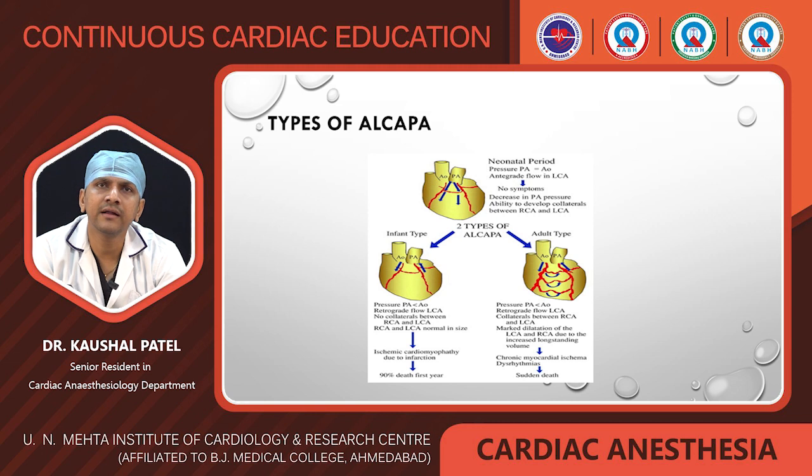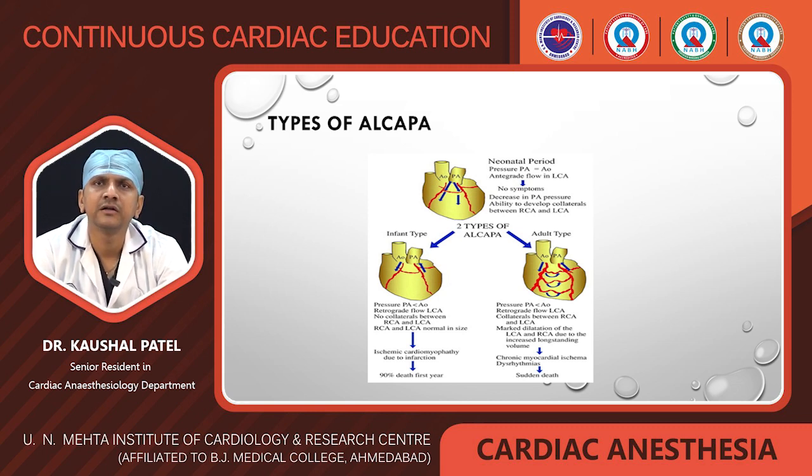Now coming to the further pathophysiological changes in infant life, there is no collateral development between the right coronary artery and the left coronary artery. So the right coronary artery supplies the right heart with oxygenated blood, while the left side of the heart is getting deoxygenated blood supply. So chronic myocardial ischemia is going to happen, which can cause ischemic cardiomyopathy due to chronic infarction, and 90% of deaths occur in the first year of life due to acute cardiac failure.